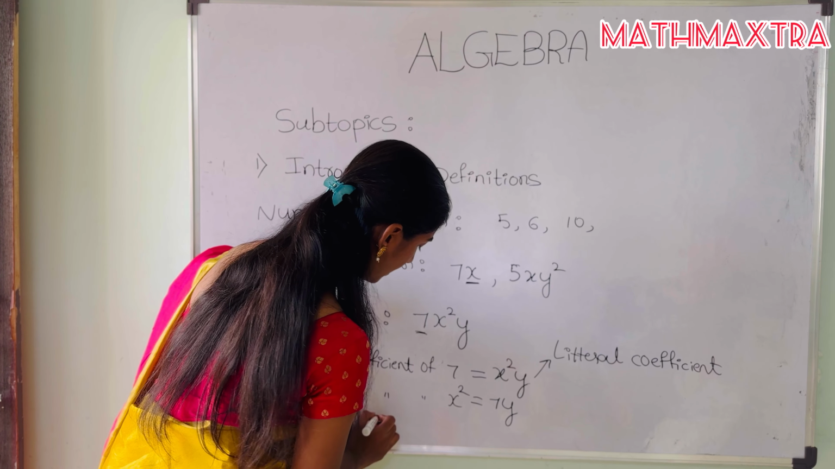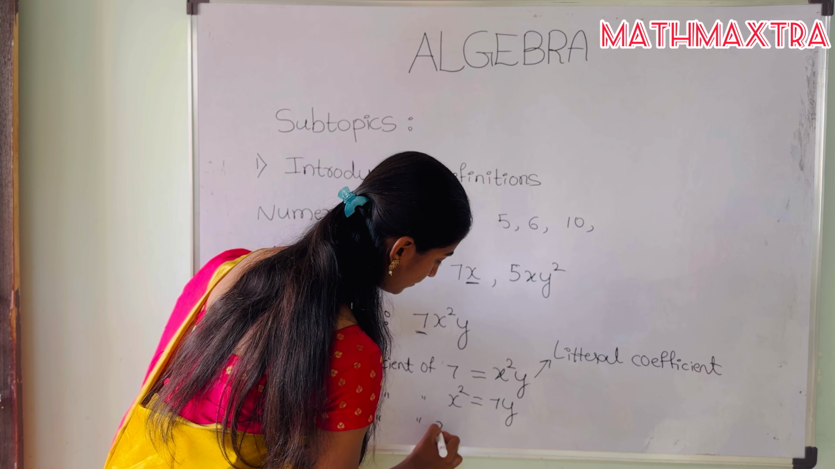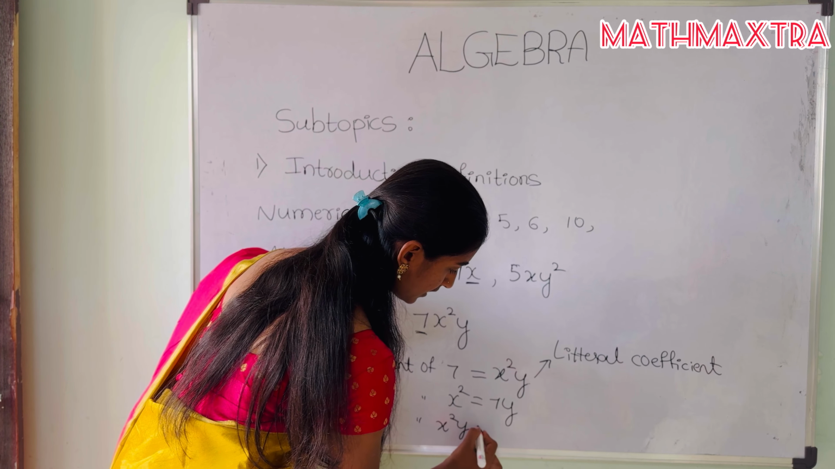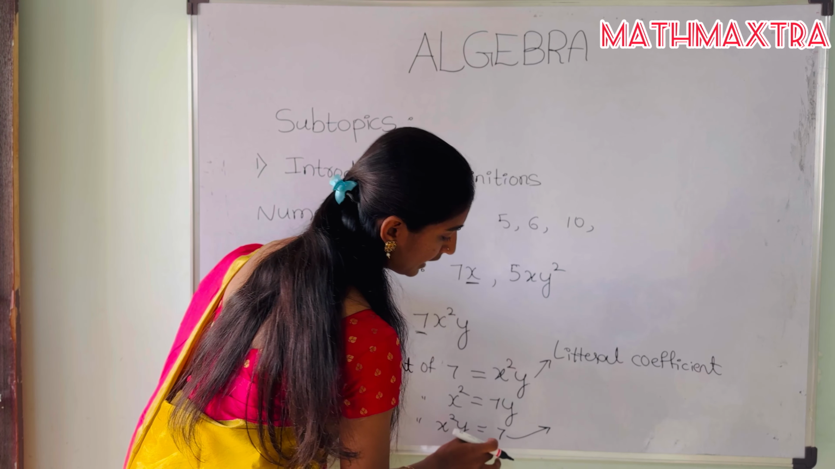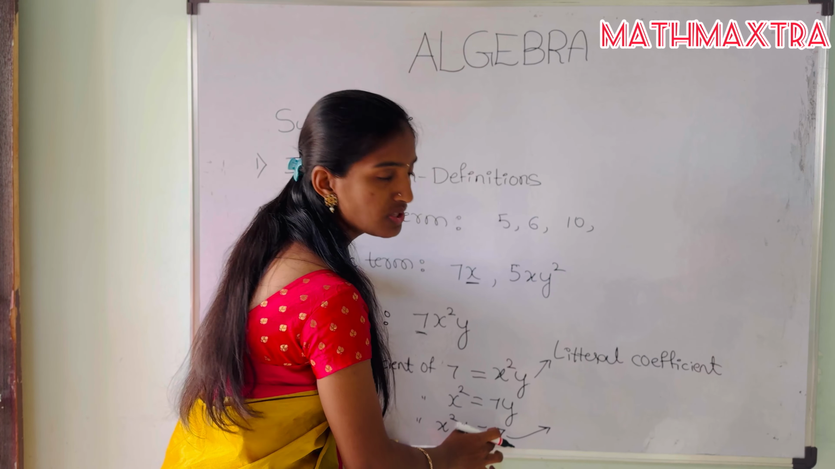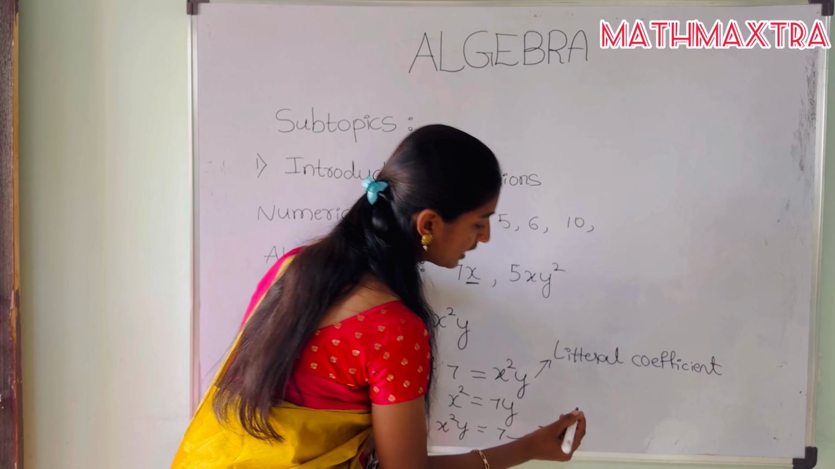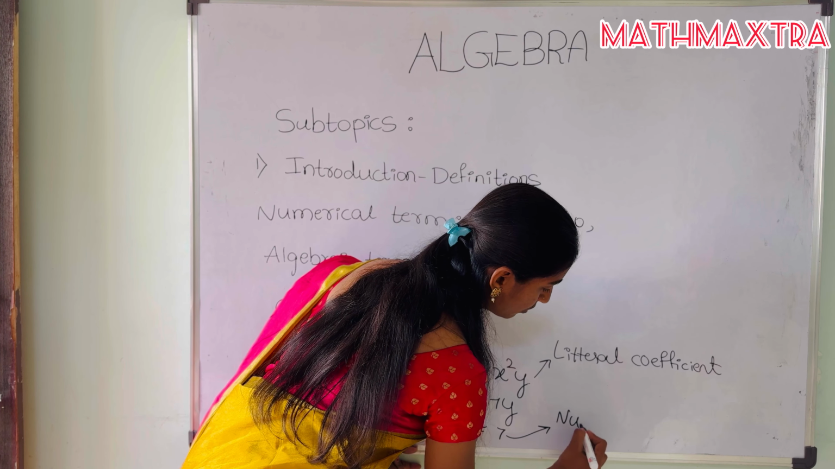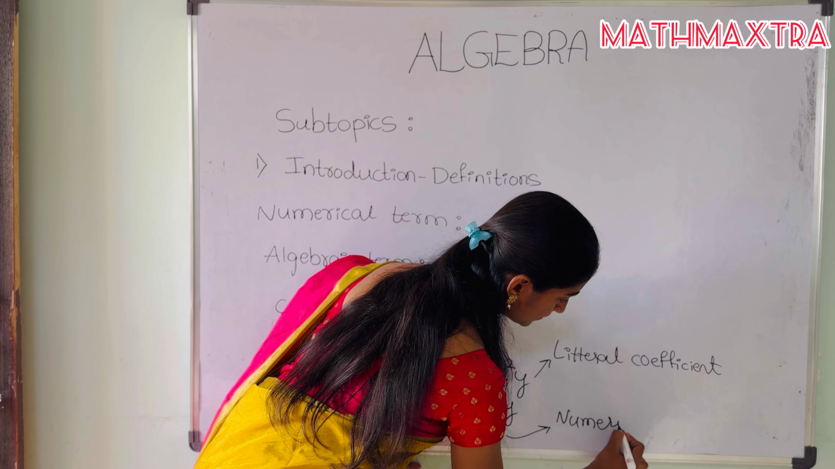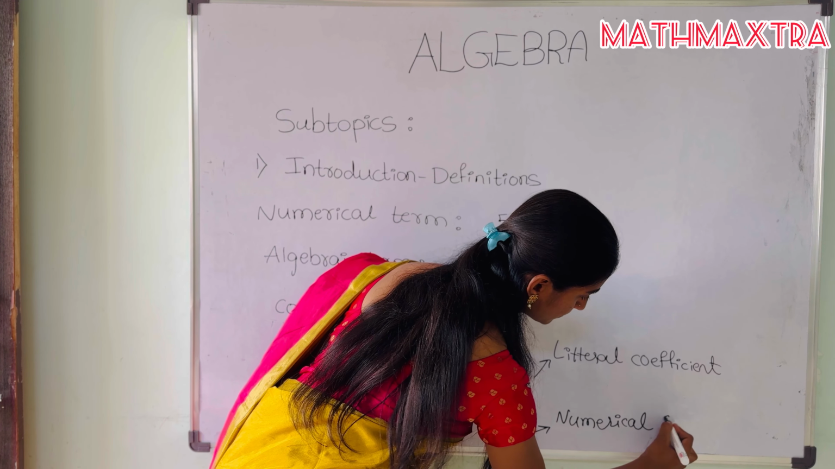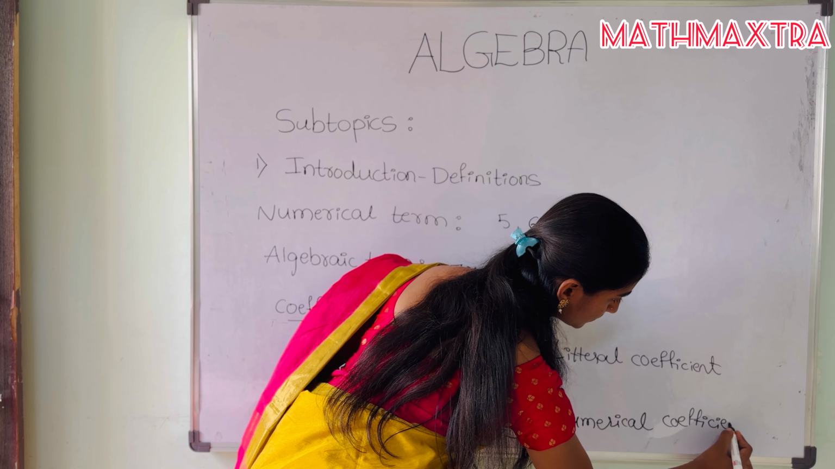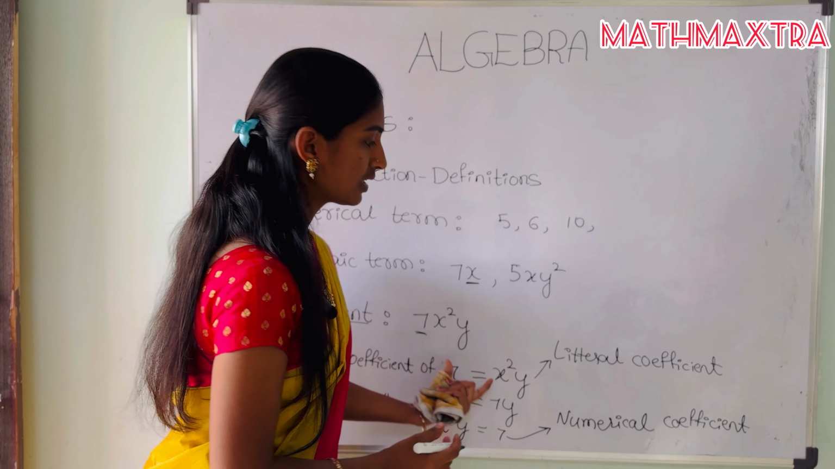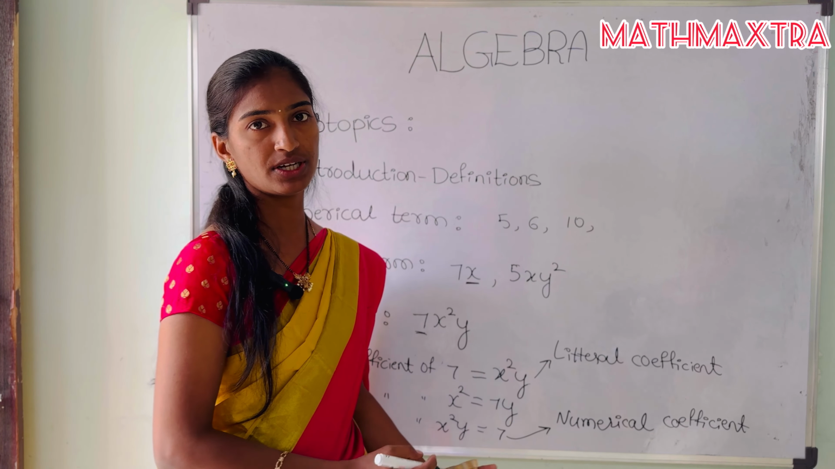If asked what is the coefficient of x square y, then we say it is 7. So now it is only a number, a constant value. That is why we call this a numerical coefficient. So these are the two types of coefficients.